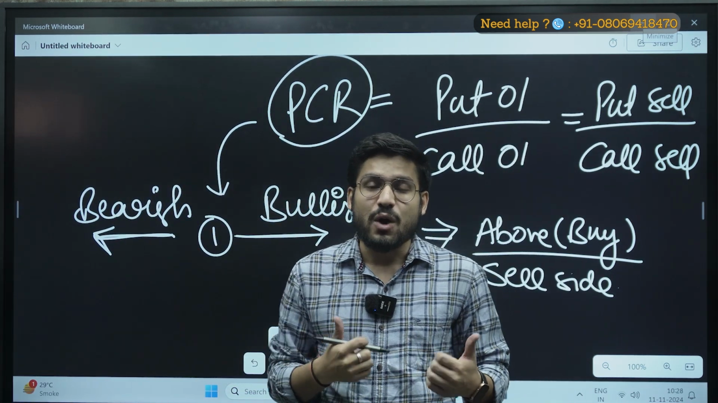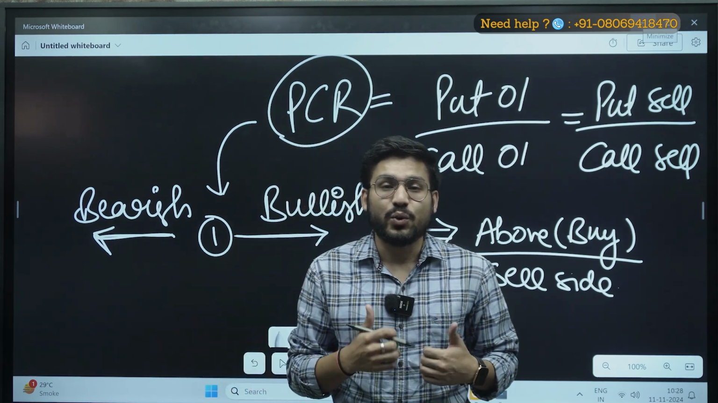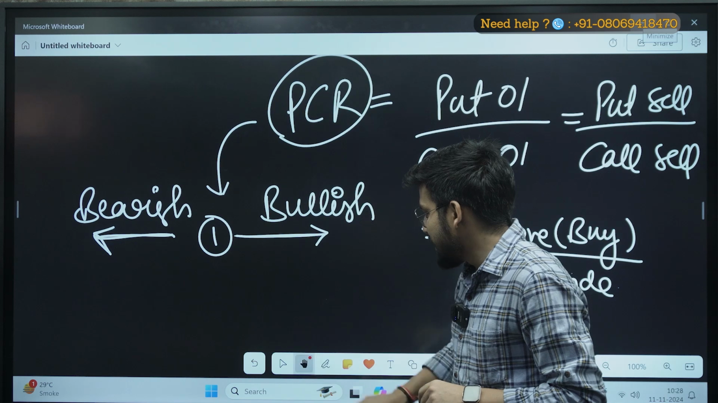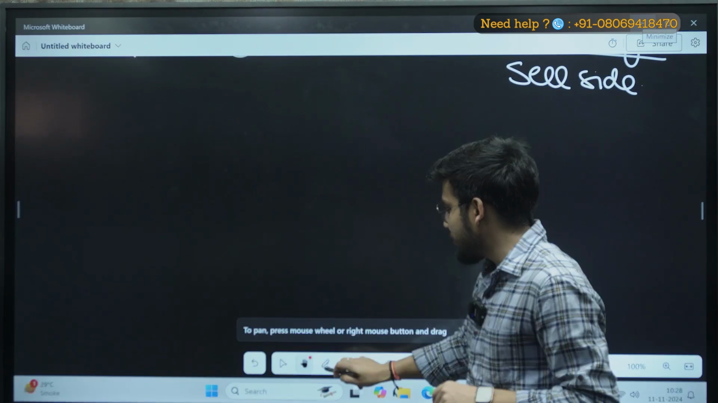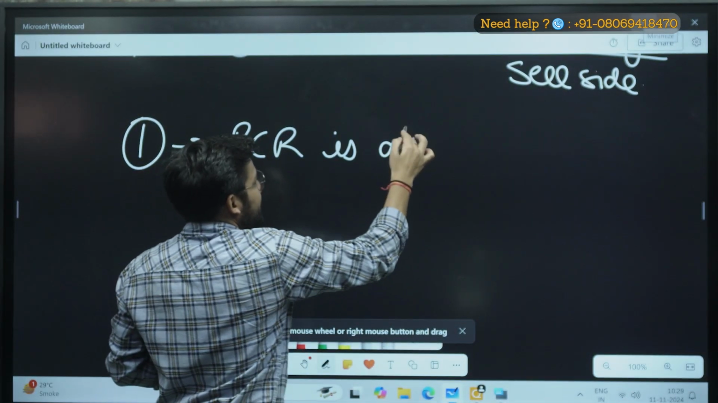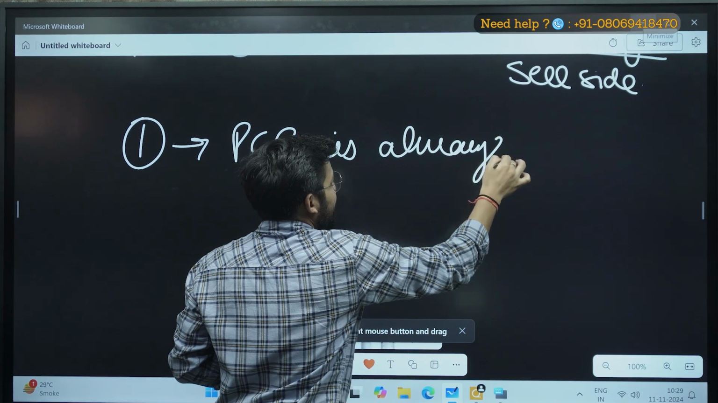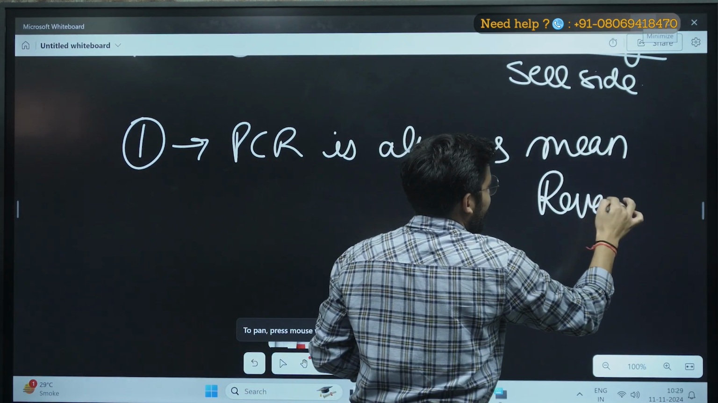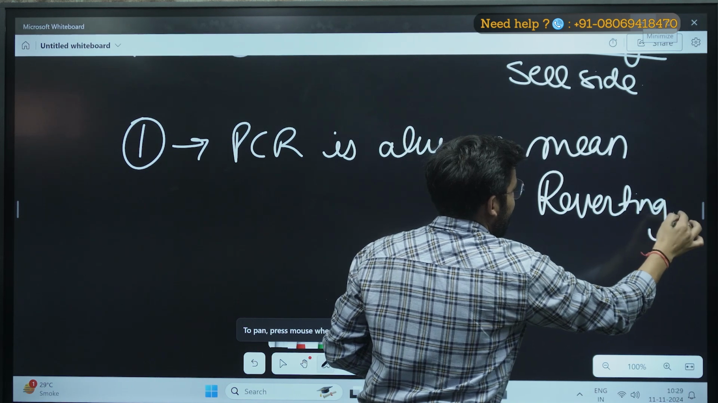Now we will get to know how we can use PCR when we are trading, in practical application. There is one property of PCR that we have to use while we are trading. That property is that PCR is always mean reverting. Now what do we mean by mean reverting?